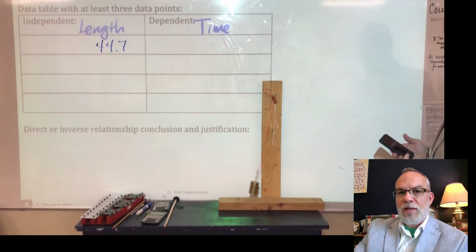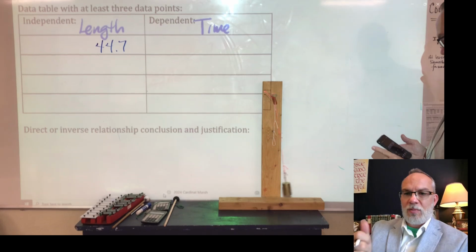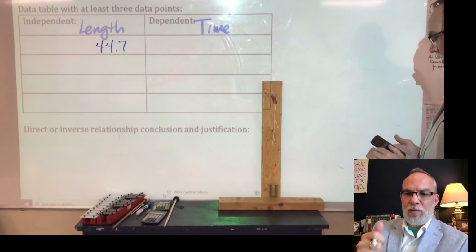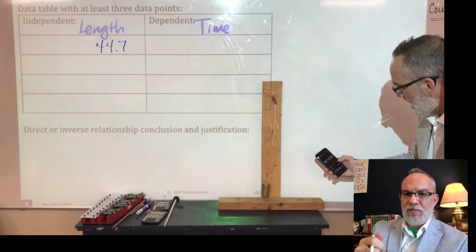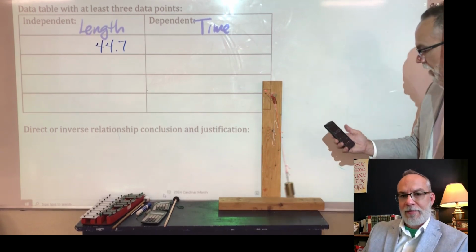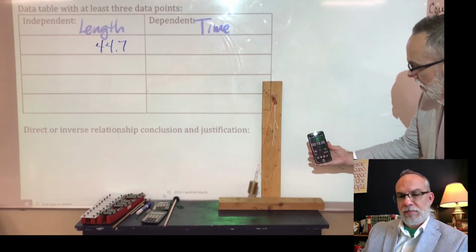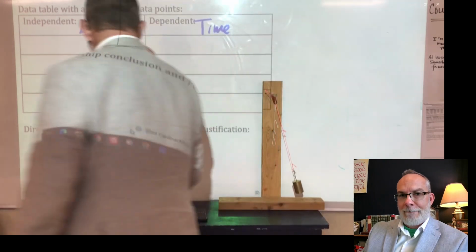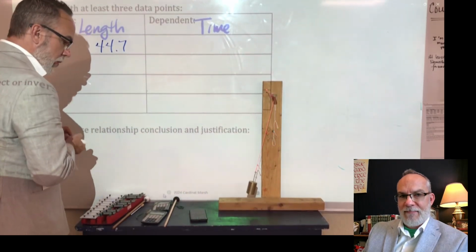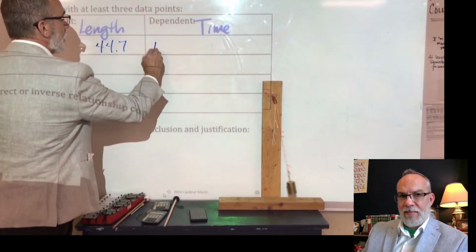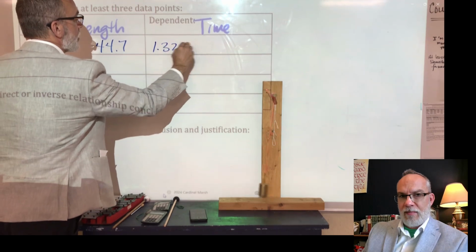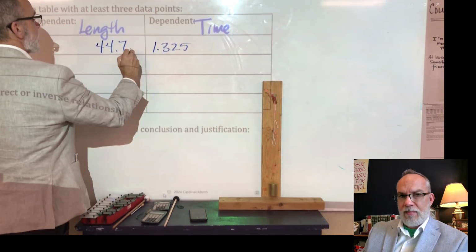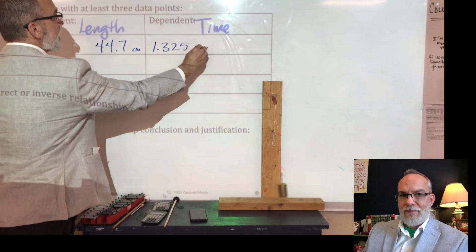2. The reason we're doing the time for 10 cycles is because there's a problem with pressing the button. The human error on pressing the button is the most difficult thing. 10. Stop. I got 13.25, and if I divide that by 10, move the decimal over 1, 1.325. This is centimeters, that's seconds.